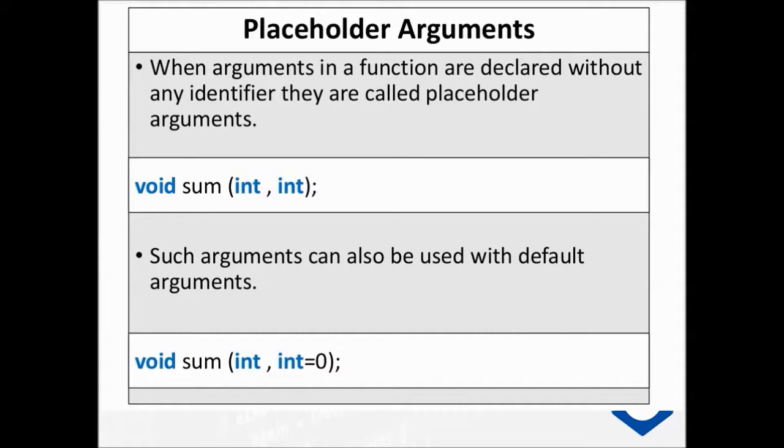So when we declare such arguments, they are called placeholder arguments.